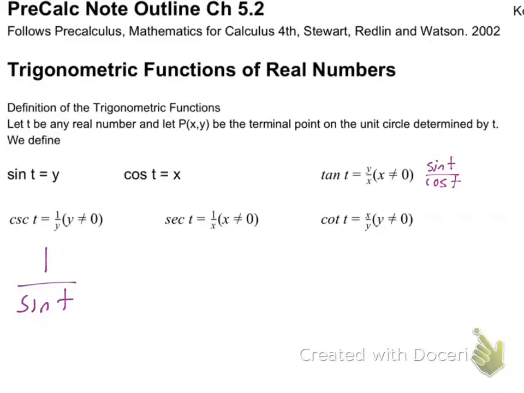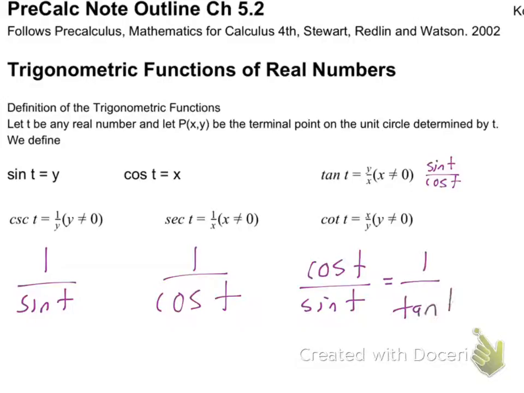Secant, the next one, secant of t is 1 over x, or 1 over cosine t. And cotangent is x over y. Now wait a minute. That's something different. That's not 1 over. That's now cosine t over sine t. But isn't that the same thing as 1 over tangent t? Why?